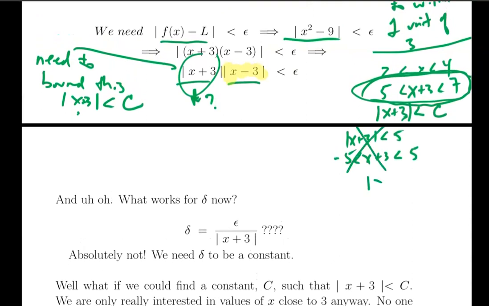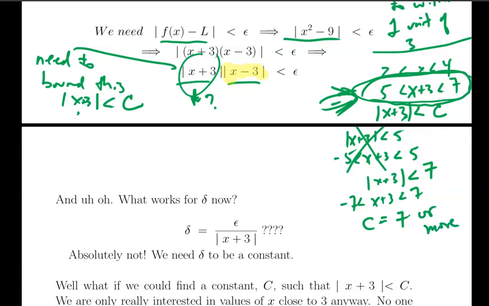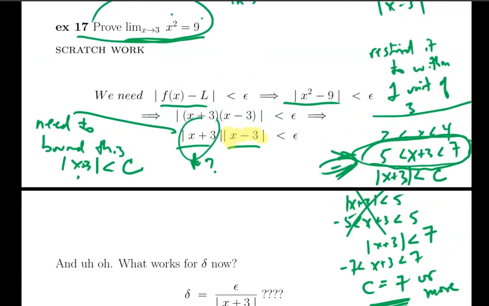If, however, I choose my constant to be 7, that means x + 3 is between 7 and minus 7. Does that cover all of these values here? Yes, it does. So you can actually pick, let's see, 7 or more. 10 would also work. Okay. So we found a constant to bound this. However, this constant was specifically built on what premise? It was built on the premise that we are within 1 unit of 3. If you're not within 1 unit of 3, this 7 is useless.